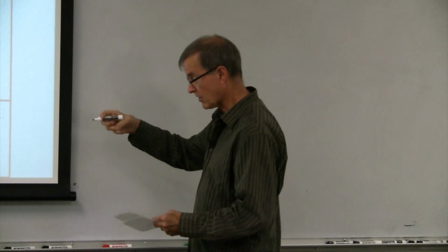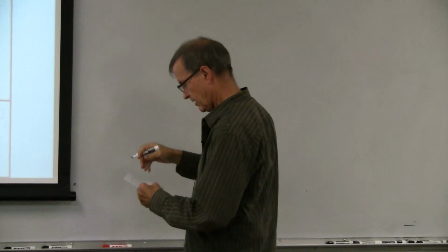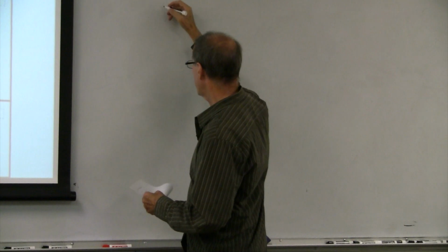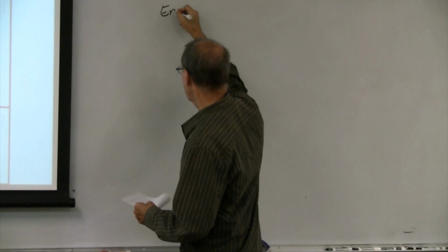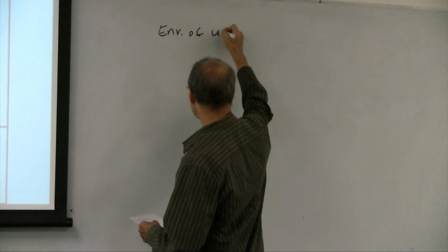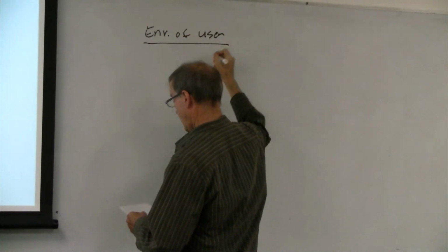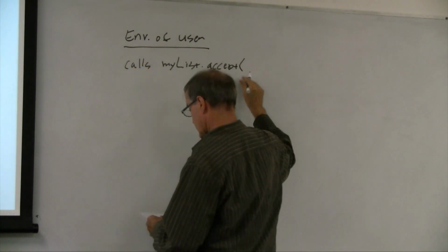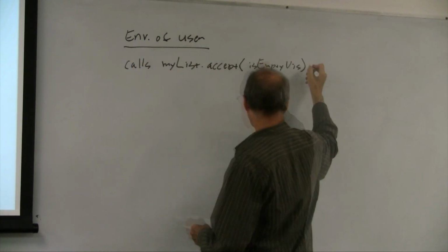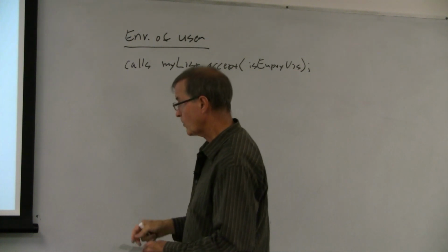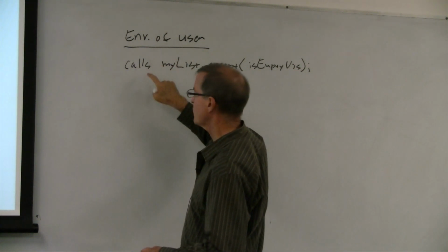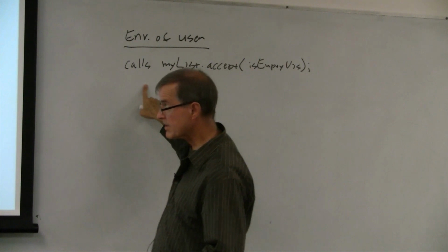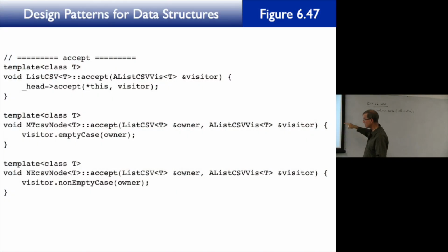Let's trace through and see who calls what. All right, so first of all, the user is going to call it, right? So here we are in the environment of the user, and the user calls mylist.accept isEmptyViz. Now, when he makes this call, where is accept? Who is executing accept, the plugin or the host? The host. Accept is up there in the host.